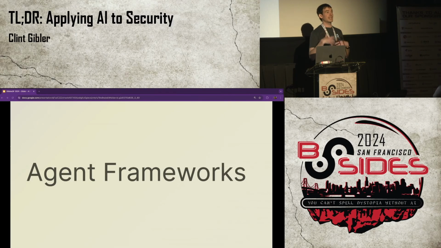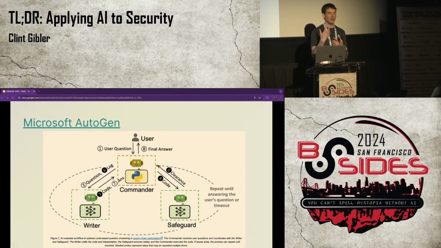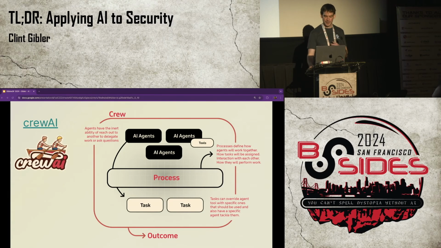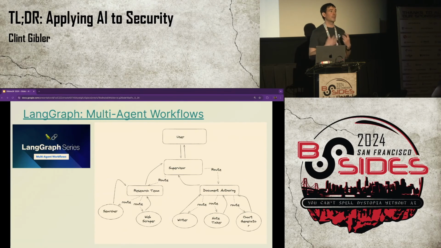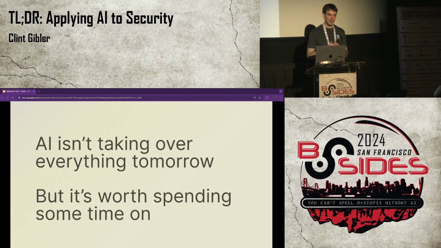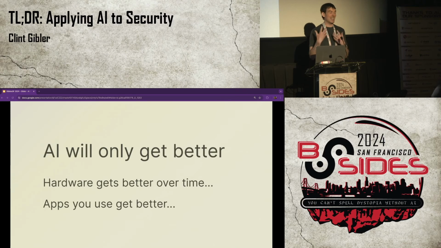If you want to build things that involve agents, there are three frameworks that appear the most popular, at least right now: AutoGen from Microsoft, Crew AI, and LangGraph from the LangChain folks. So I think AI isn't taking over everything tomorrow, but it is worth spending time on. AI is probably only going to get better, just like hardware only gets better. The applications you use are only going to get better. I think it's reasonable to believe that in the next few years, AI is only going to get better than it is now.